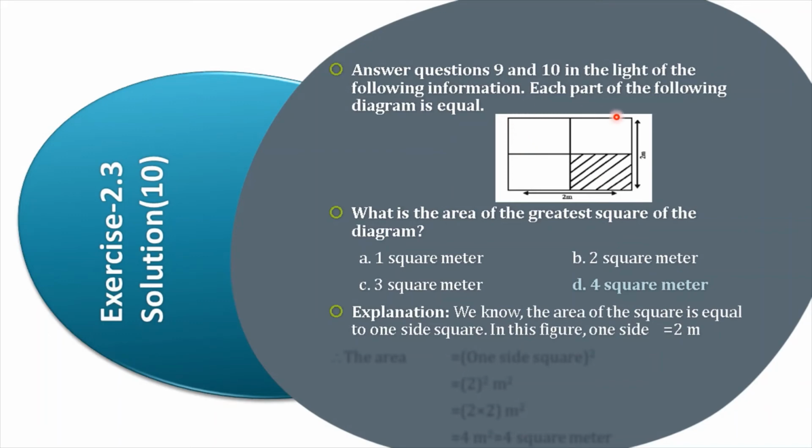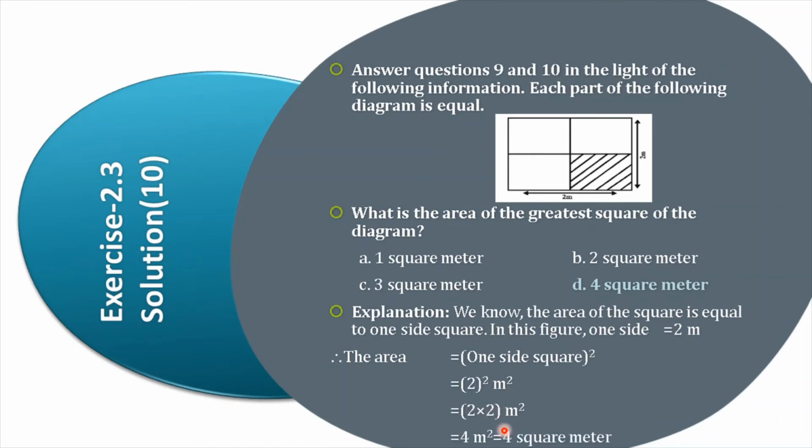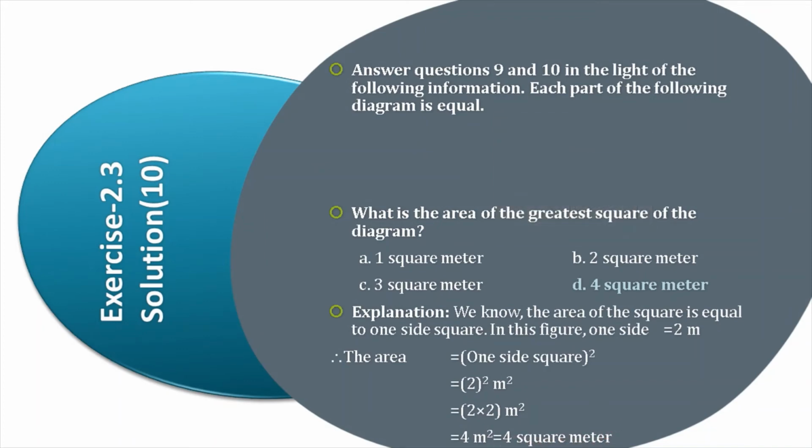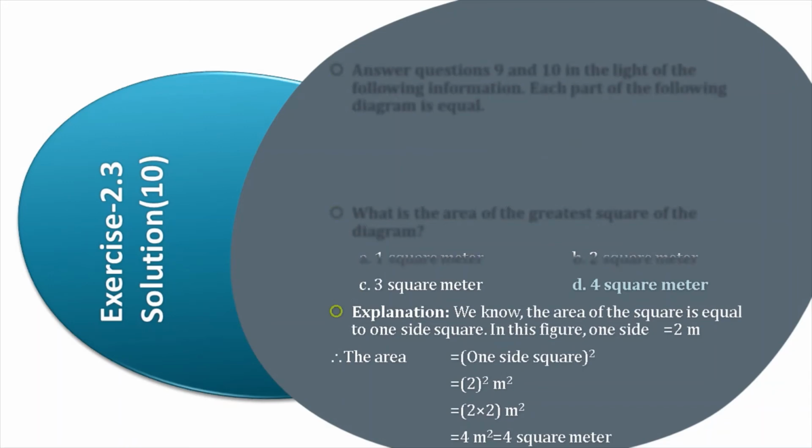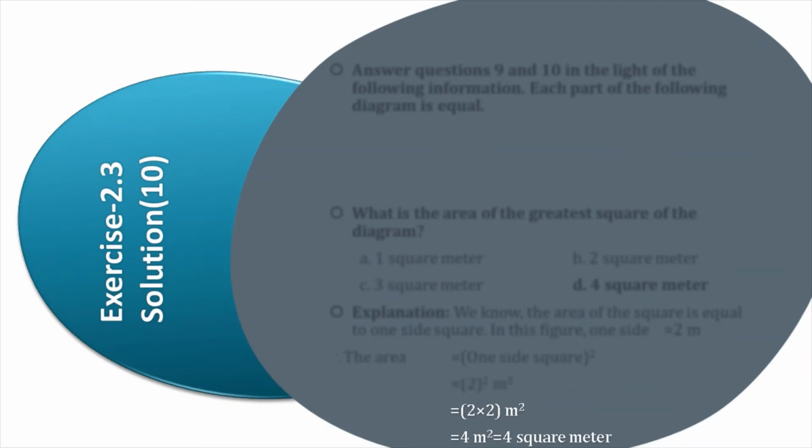In this figure, one side is equal to 2 meter. As you can see, the greatest square is full. This diagram is full, the greatest square. So one side is 2 meter. So the area is one side whole squared, because the area of the square is equal to one side squared. Then we can write 2 whole squared, because one side is 2, in meter squared. 2 whole squared means 2 multiplied by 2 meter squared. That is 4 meter squared, equal to 4 square meter. That is our desired answer. So this is question number 10, my dear students. As you can see, the answer is 4 square meter. From the explanation, you can understand it very easily. The answer is 4 square meter.